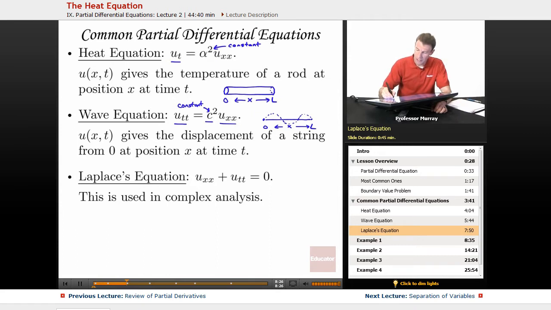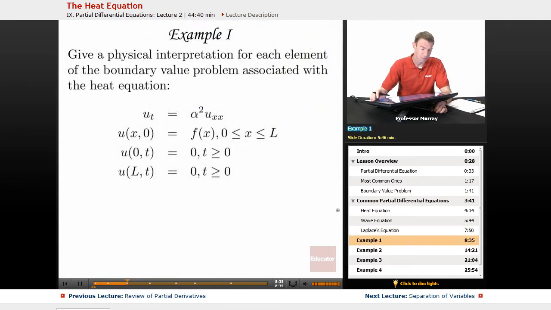So let's see how the initial conditions and boundary conditions affect the physical situation here. Let's jump into some examples. The first example just says, give us a physical interpretation for each element of the boundary value problem associated with the heat equation. What we have here is a partial differential equation and then several boundary and initial conditions. So let me show you how to interpret each of these.